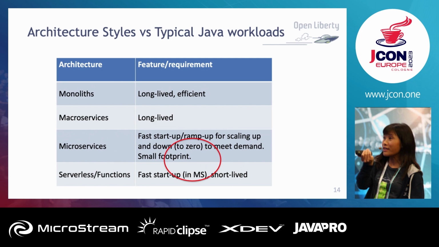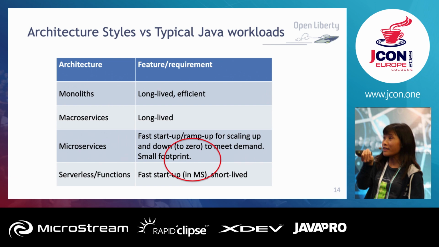For microservices and serverless, they need fast startup and ramp-up time, and they also need to respond to the load. So they should scale up and then shrink down. It's very dynamic. We know we are Java developers. Who are not Java developers? Okay, good. So we are all Java developers.